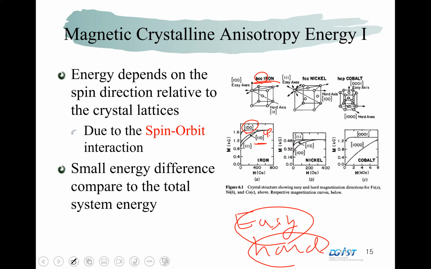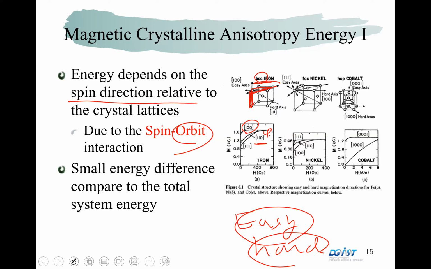Because the spin couples with the orbital, right? Because in this crystal direction there's a certain orbital, and in the other direction the orbital is different. So whenever there is some spin-orbit coupling, the crystal anisotropy must exist.